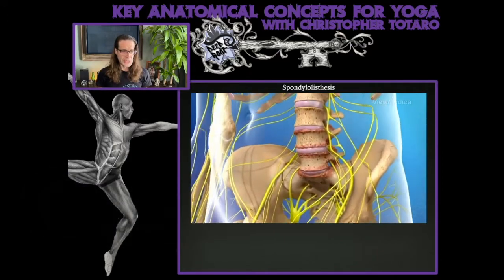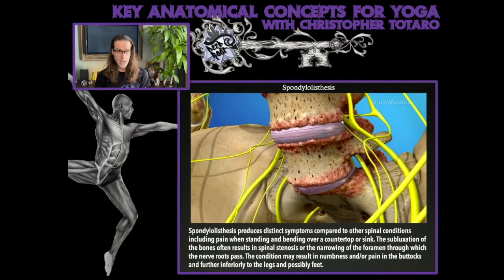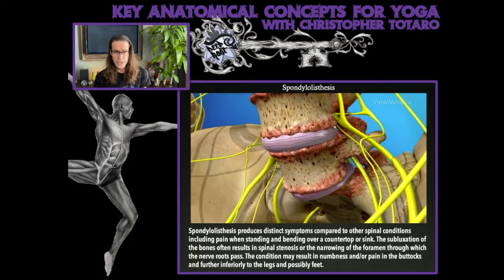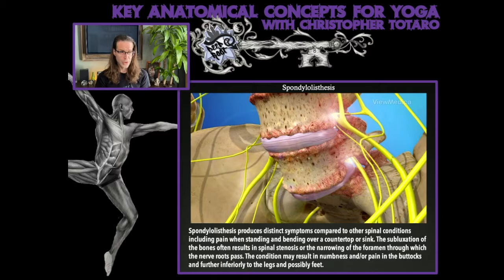Spondylolisthesis produces distinct symptoms compared to other spinal conditions, including pain when standing and bending over a countertop or a sink. The subluxation of the bones often results in spinal stenosis, which I mentioned before, which is a narrowing of the foramen through which the nerve roots pass. The condition may result in numbness and/or pain in the buttocks, and further inferiorly to the legs and possibly the feet.